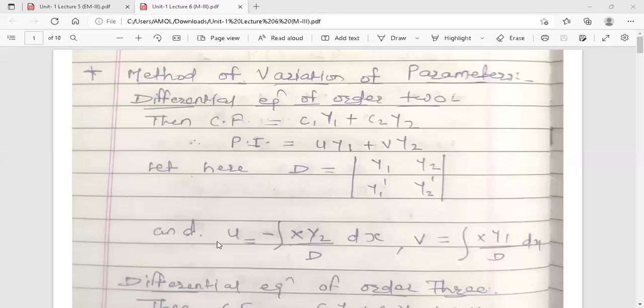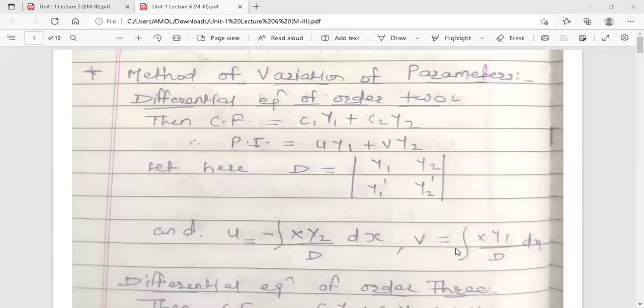See what is the formula to find u and v. Now, u is equal to minus integration x into y2 upon d. Now what is this x? X is the function f of x, which is always there in the RHS of the linear differential equation with constant coefficients. The function is always on the RHS side. That term is here x. y2 is from the complementary function. d is this determinant. You solve the determinant, you will get the value of d. You solve this integration with respect to x, you will get the value of u.